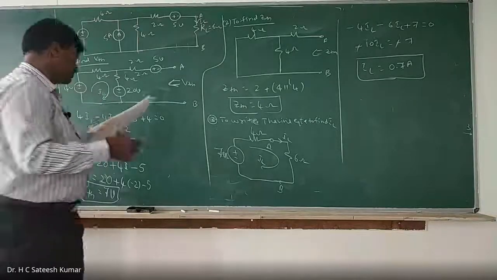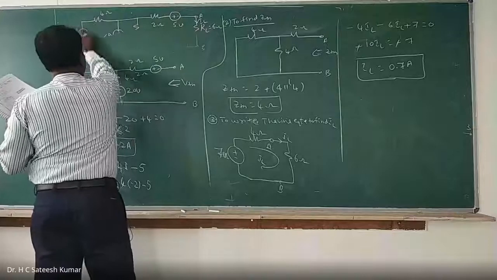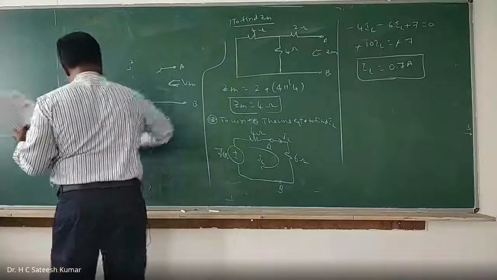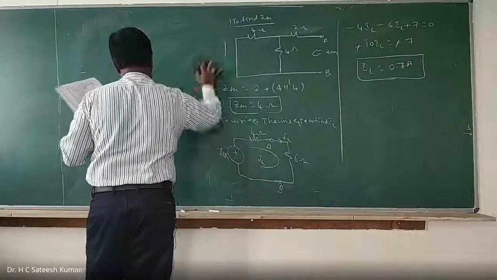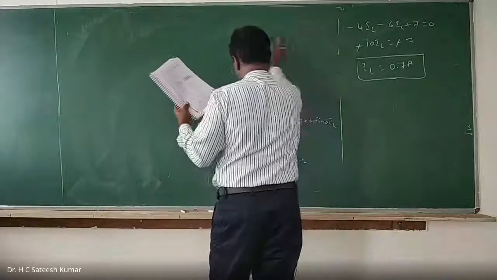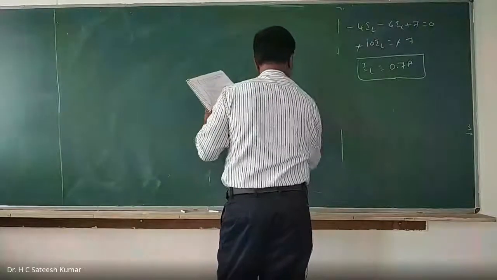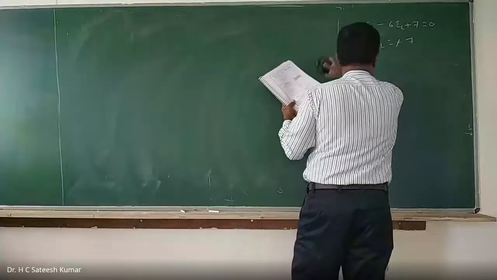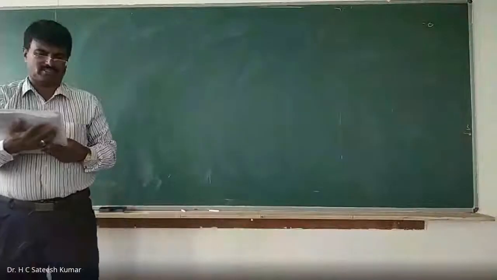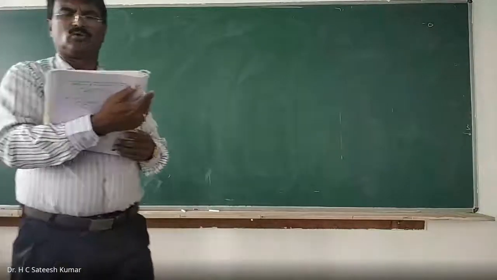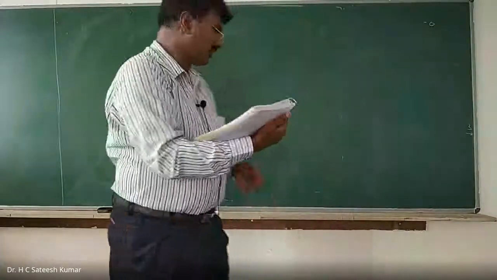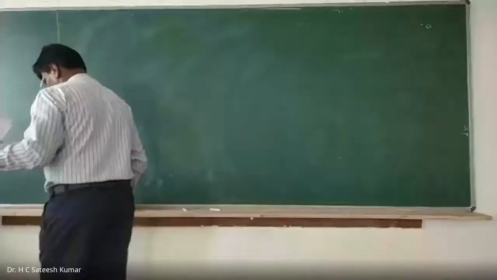Oh, great. The question is something like this. Find the current through 1 ohm resistor connected between the terminals A and B using Thevenin's theorem. That's what the question is. Okay, right? So how to do that?